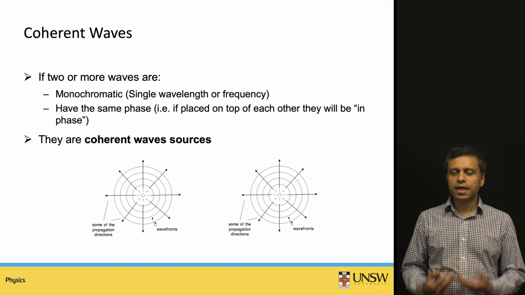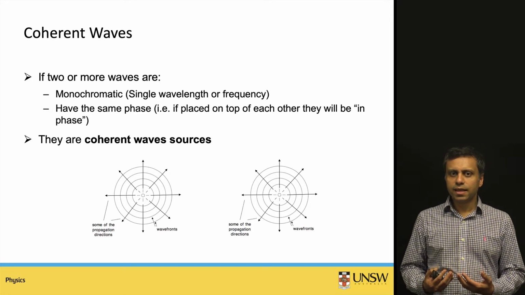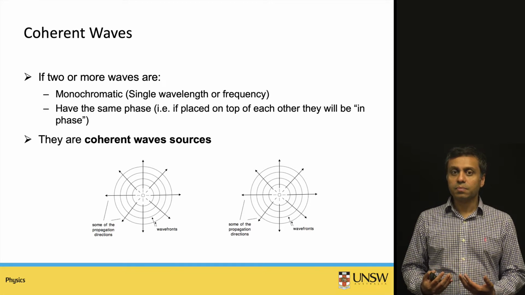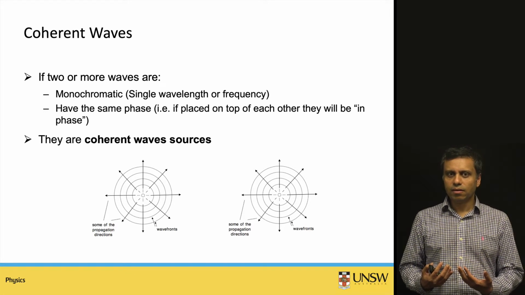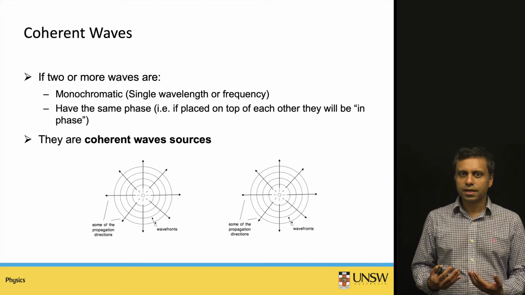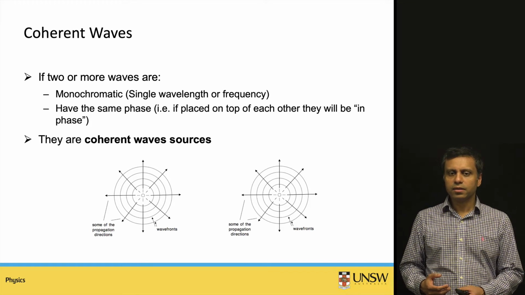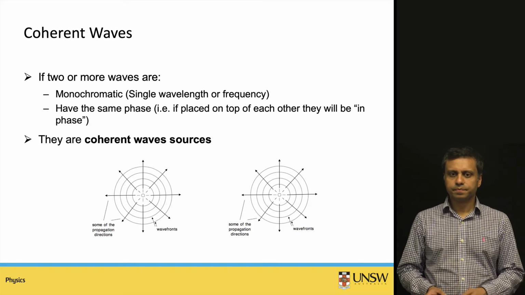An example is a laser. A laser can generate light waves of one particular wavelength, and all the light waves generated by the laser can be in phase. So it is a coherent source of light waves.